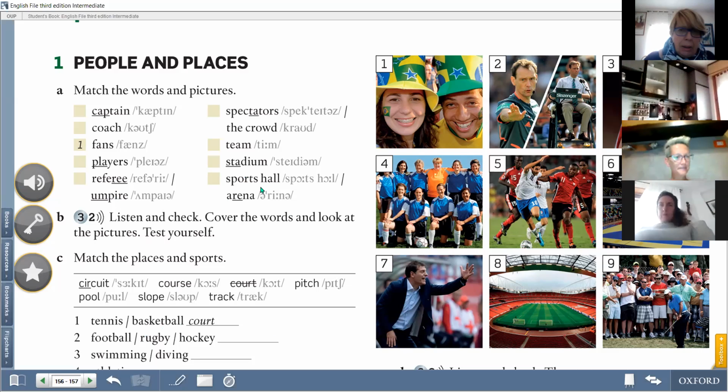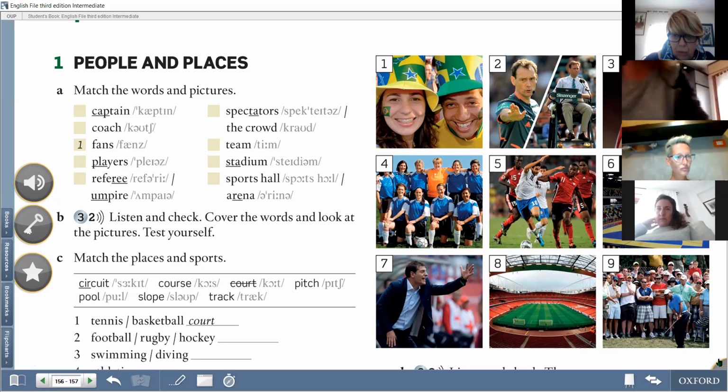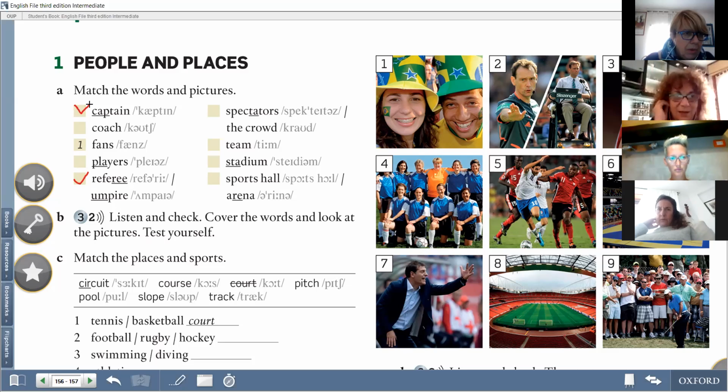Number three, of course, is captain. And so we have referee. Then you say captain. Captain. Okay, number four are spectators.